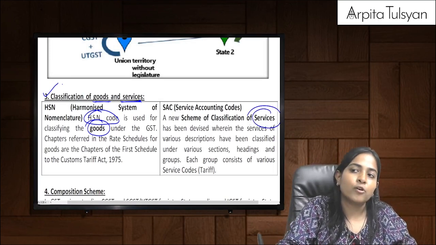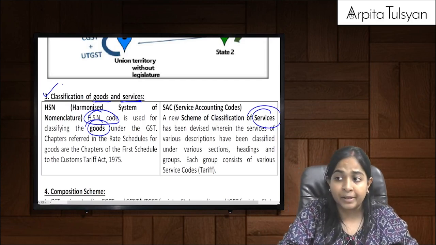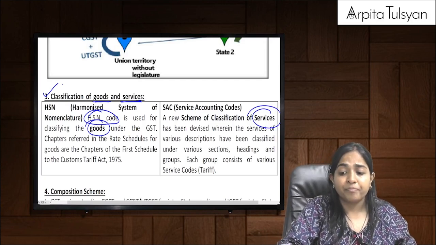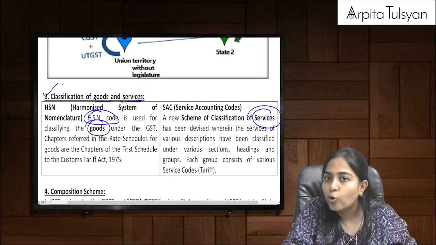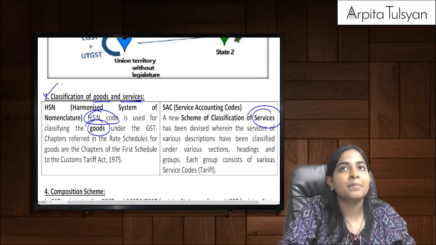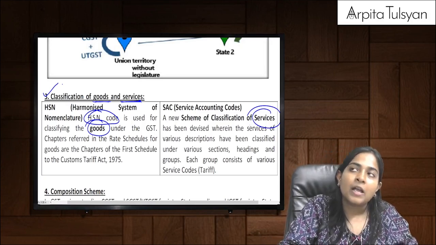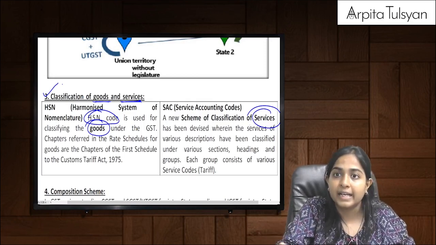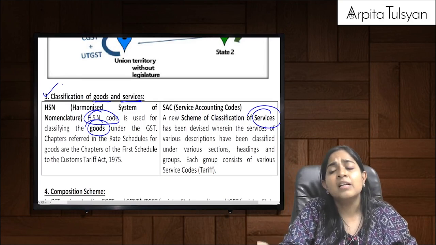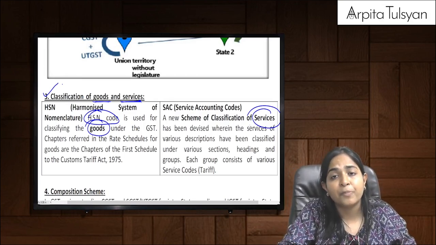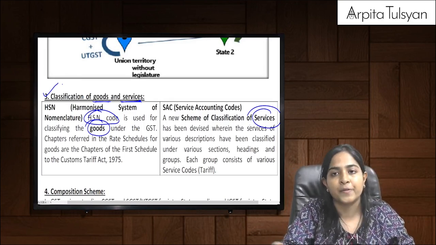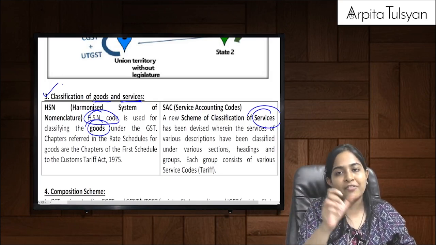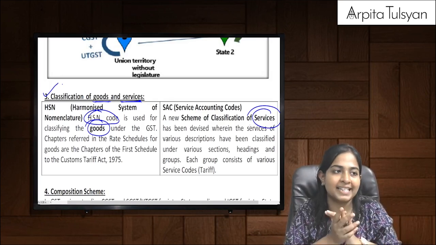For services also, they have done the classification. Example, if I say teaching services or coaching services, these are taxable at the rate of 18%. Then let's say printing, only printing services, then some are taxable at the rate of 5%, some are taxable at the rate of 12%. So for that we will have to refer to a chart that what rates are applicable.